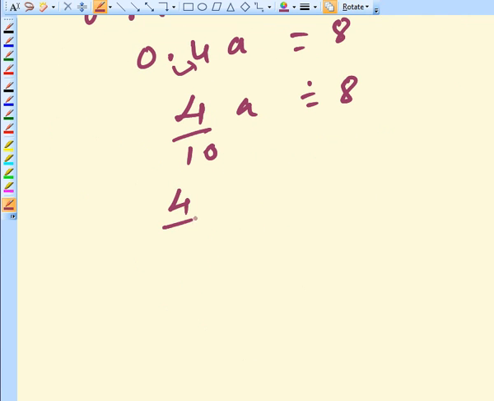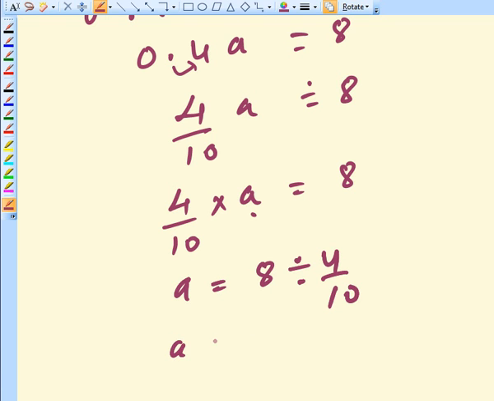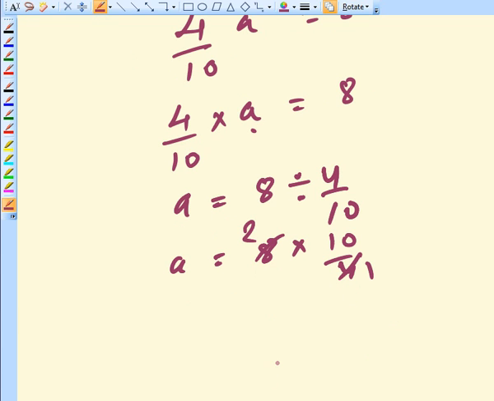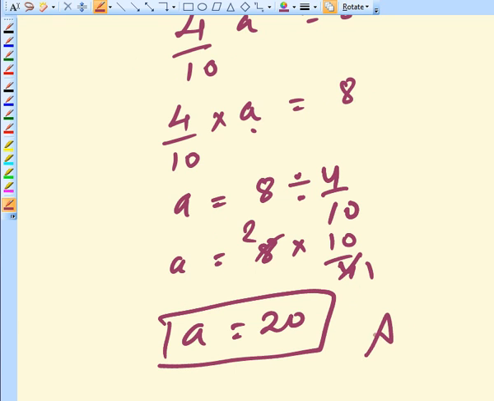Now this 4 by 10 a can be written as 4 by 10 into a equals 8. Now we have to find a, and we are having a fraction here, 4 by 10. So we can transpose this fraction, and here we are having relation of multiplication. So on transposing we have to divide 8 by 4 by 10. So a equals 8 into 10 by 4. 4 1 ja, 4 2 ja. And finally 2 into 10 will be 20. So a equals 20, required answer.